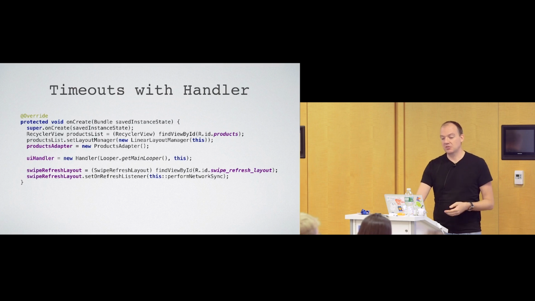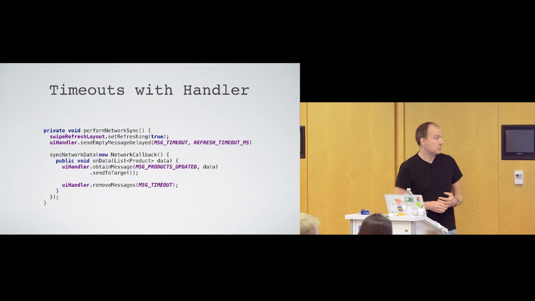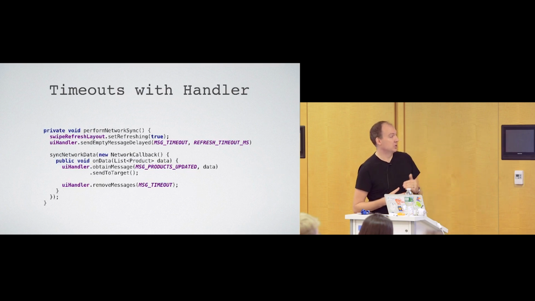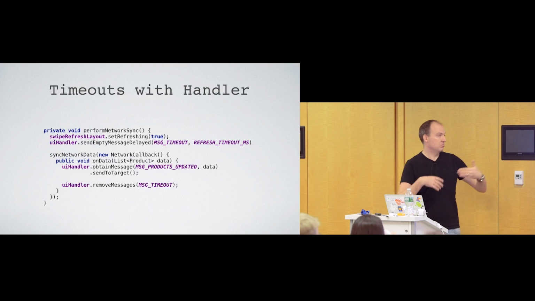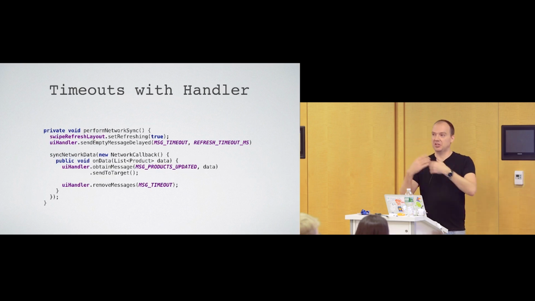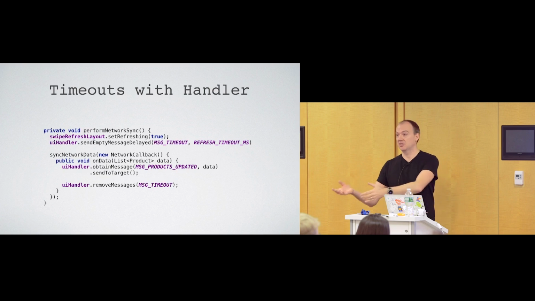So the perform network sync that will be called when you call on refresh looks like this. Again, we have a method called sync network data. We give it a callback. Whatever it does there, we don't know, but it will fetch data on the background thread. And once it's done, it calls on data and gives us a list of that data.